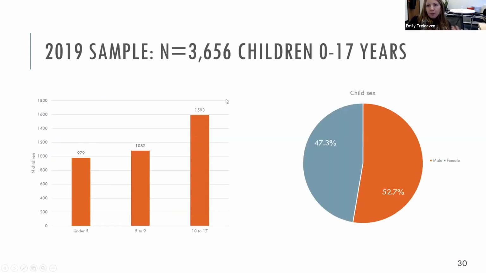In this sample, we had around the same sample size, slightly larger, about 3,600 kids, 0 to 17. We see a slightly different distribution of age, again, just under 1,000 kids under 5. But in this sample, there were more 5 to 9-year-olds rather than fewer than children under 5, and then almost 1,600 adolescents, and a similar distribution by sex where we see a slight skewness towards boys.